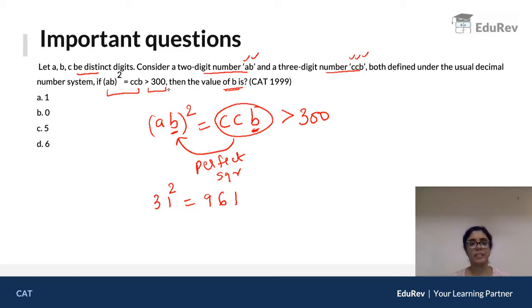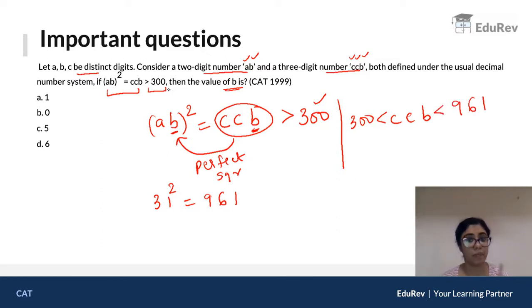ठीक है? So if I talk about CCB, I can define the range of CCB. CCB is more than 300 because it is given here, and it has to be less than 961. It cannot be 961 because I'll tell you the reason. See, this unit digit and this unit digit match, but ये जो first 2 digits है वो CC ही होना चाहिए. It should be the same number. Here it is not the same number. So definitely 961 is not my answer, it has to be less than 961.